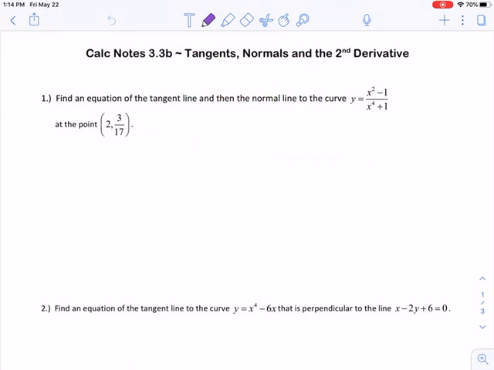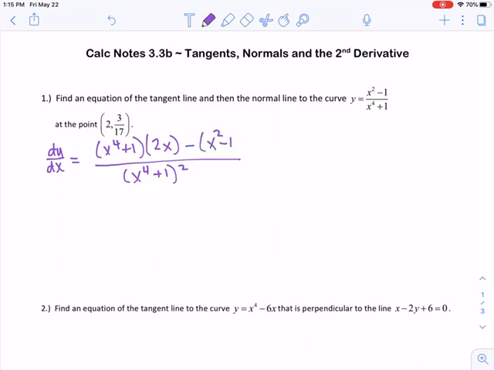So if I want to find the derivative of y with respect to x, one way we can write the derivative is dy/dx is equal to... Then we have a quotient. So if I have a quotient, I know that I start with my denominator squared, so x to the fourth plus 1 quantity squared. And then in the numerator, I'm going to start with the denominator, x to the fourth plus 1, times the derivative of the numerator, 2x, minus the numerator, x squared minus 1, times the derivative of the denominator, 4x to the third. I now have the slope of the tangent at any point on my curve.